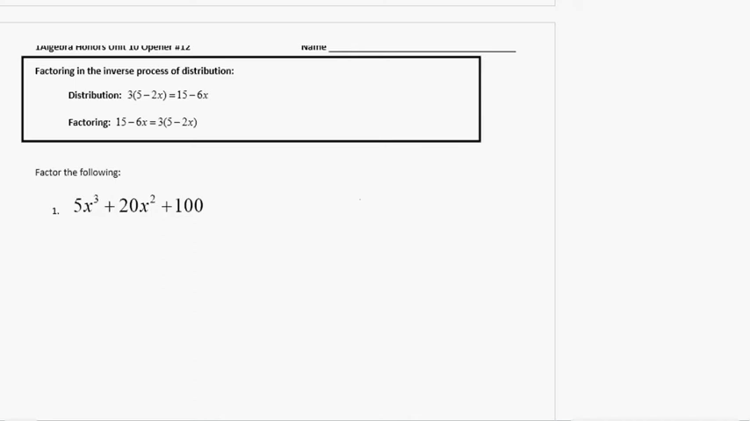undo distributing, you'll notice that in the example here, 3 times 5 is 15. 3 times negative 2x is negative 6x. If you want to now undo that, what you're looking for is this 3, right? How do you decide to pull the 3 out, to undo it? Well, you're looking for the things that are common between these. So if you think about it, 15 is just 3 times 5 minus 2 times 3 times x. And so what they both have in common is the 3.